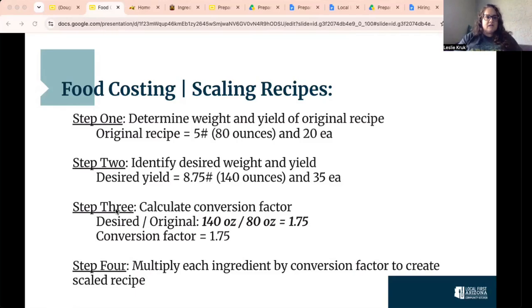So here's how you calculate the conversion factor. You're going to take the desired yield, the 140 ounces, and you're going to divide it by the original yield, the 80 ounces. And I get this number 1.75. That 1.75 is the conversion factor you're going to use to scale the rest of the ingredients in the recipe. So you just multiply each one. You multiply the flour by 1.75, the butter, the leavening, the salt, any other ingredients in the recipe. You're going to use that 1.75 to create the scaled recipe.